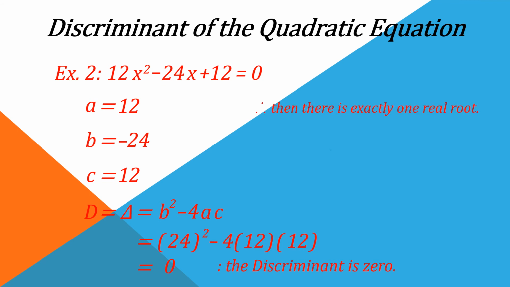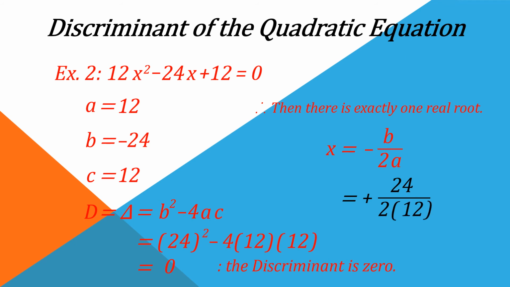Our root x is equal to negative b over 2a. Substitute the values of b and a. In this case, negative b is negative times negative 24. It is simply equal to positive 24 divided by 2 multiplied by 12, and simply it is equal to positive 1. And that is our one real root.